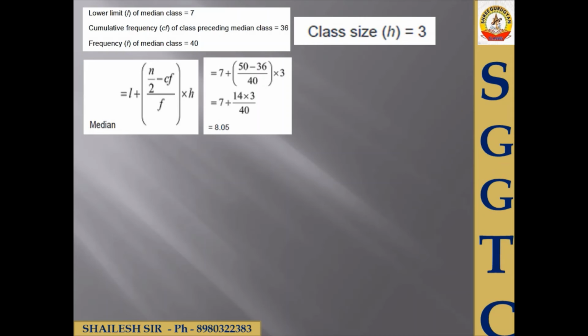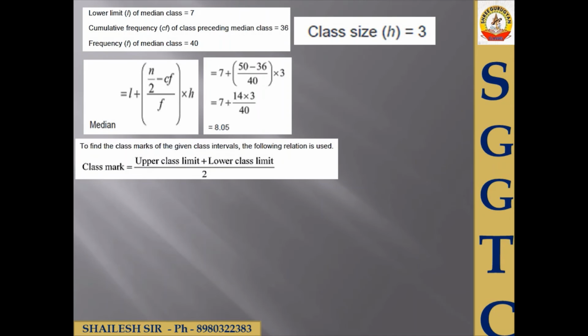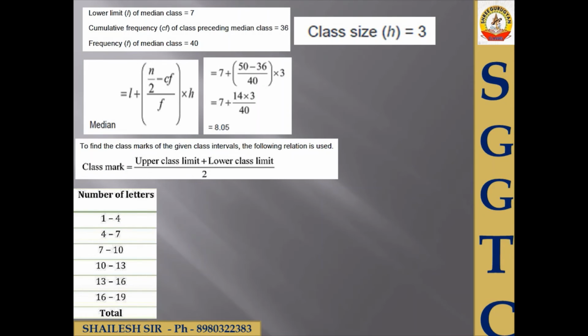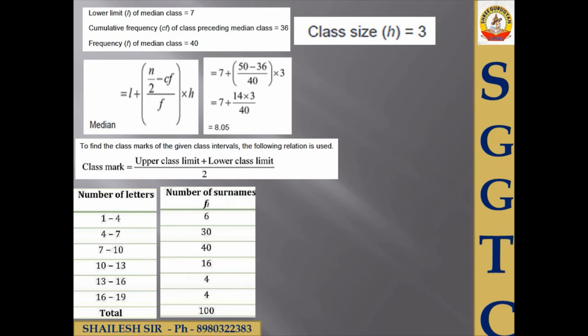But in the question, it is asking for median, mode and mean. So here the median is done, students. Now I go ahead to the mean level. The number of the letter same, number of the surname same, and class mark is applied: upper class limit plus lower class limit by 2. Xi means 1 plus 4 means 5 divided by 2, it is 2.5. 4 plus 7, 11 by 2, it is 5.5. 7 plus 10, 17 by 2, it is 8.5.